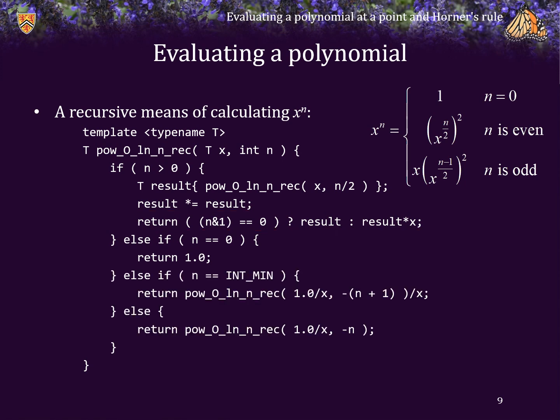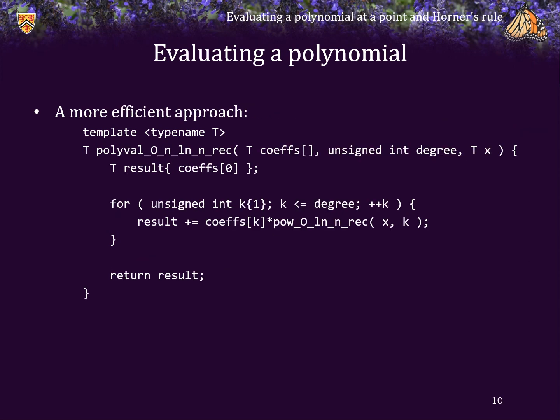The balance is dealing with negative powers, and we've already discussed that previously. The runtime of this is now big O of ln of n. We can now call this more efficient means of calculating x to the n, and this now gives us an algorithm for evaluating a polynomial that runs in big O of n ln of n time. So almost linear, but not quite.